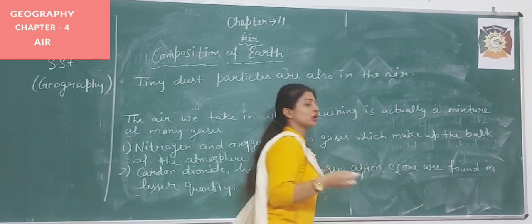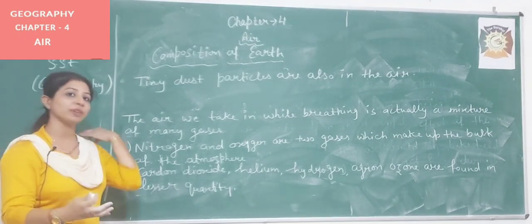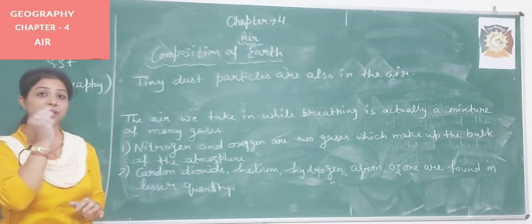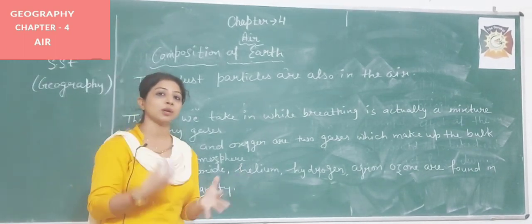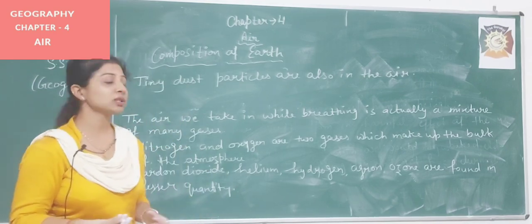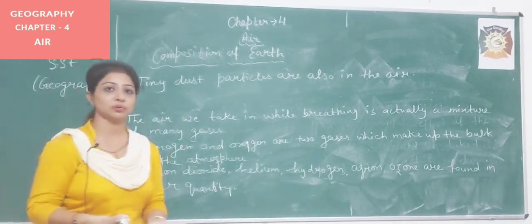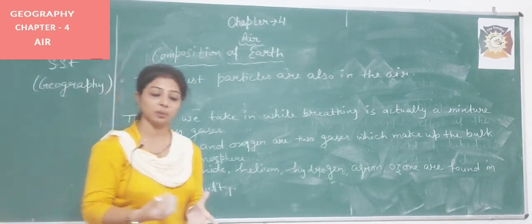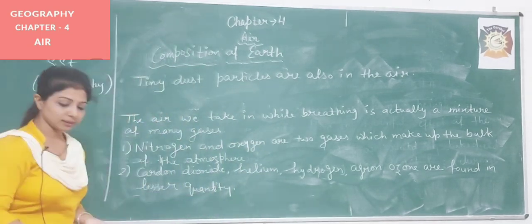Sometimes you surely observe that sun rays come through the door or a window. There are some small particles which you can see with your eyes, but there are so many particles which we cannot see with our eyes. Those are the tiny dust particles which are present in our atmosphere. So these were the composition of our atmosphere, we can say. Next we can discuss.